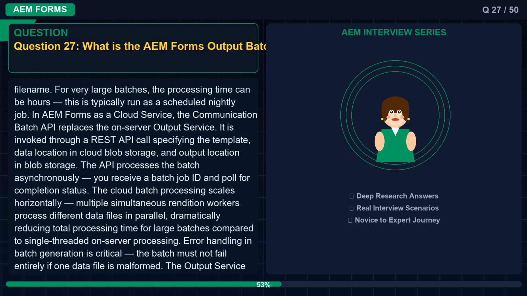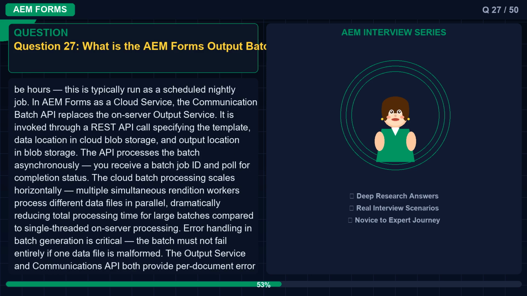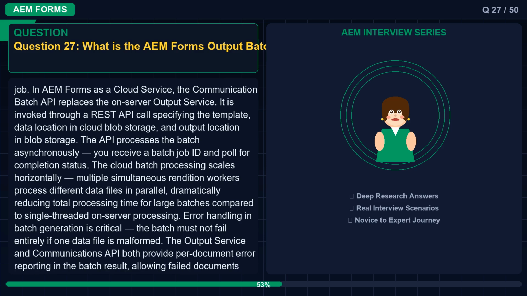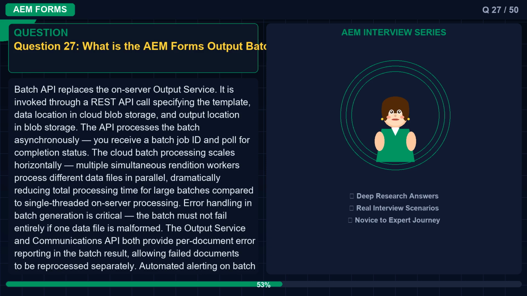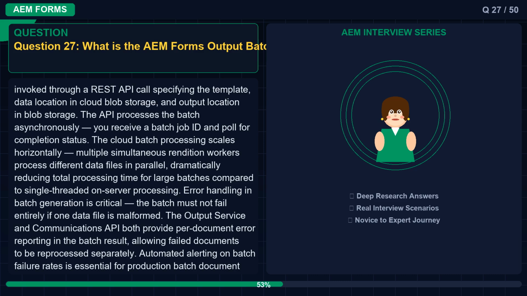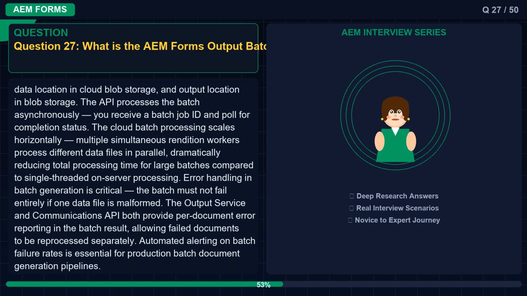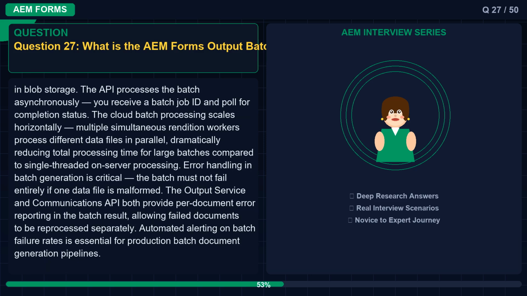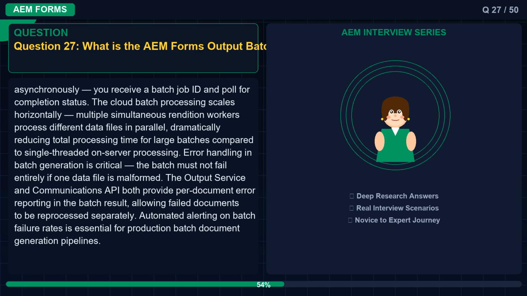The cloud batch processing scales horizontally. Multiple simultaneous rendition workers process different data files in parallel, dramatically reducing total processing time for large batches compared to single-threaded on-server processing. Error handling in batch generation is critical. The batch must not fail entirely if one data file is malformed. The output service and communications API both provide per-document error reporting in the batch result, allowing failed documents to be reprocessed separately. Automated alerting on batch failure rates is essential for production batch document generation pipelines.